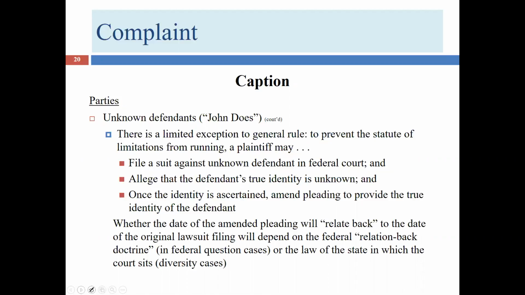If a statute of limitations, for example, is approaching and the plaintiff wants to stop the running of that statutory period, he can file against an unknown defendant in federal court, and that will stop the ticking of that clock. In that filing, he's going to have to state that he doesn't know that person's identity at this time, and that he commits to amending his pleading as soon as he learns of that identity of that person. In that case, it's very likely that the court will allow that date to relate back to the date of the original lawsuit.